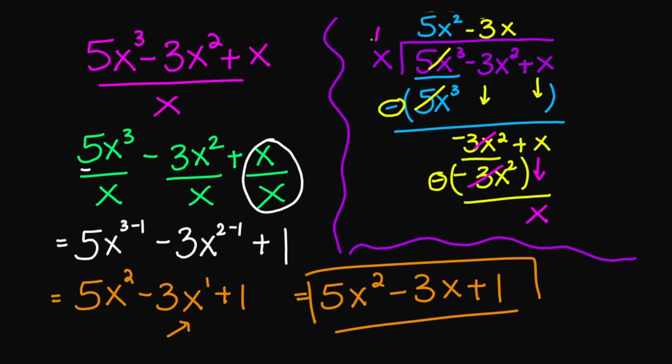What number times x is going to give me just a positive x? That's going to be a positive 1, because 1 times x is going to equal x. And x minus x, they're going to cancel out. We're just going to get 0. And notice you still get the same answer if you do long division, or you can divide each term by the divisor.